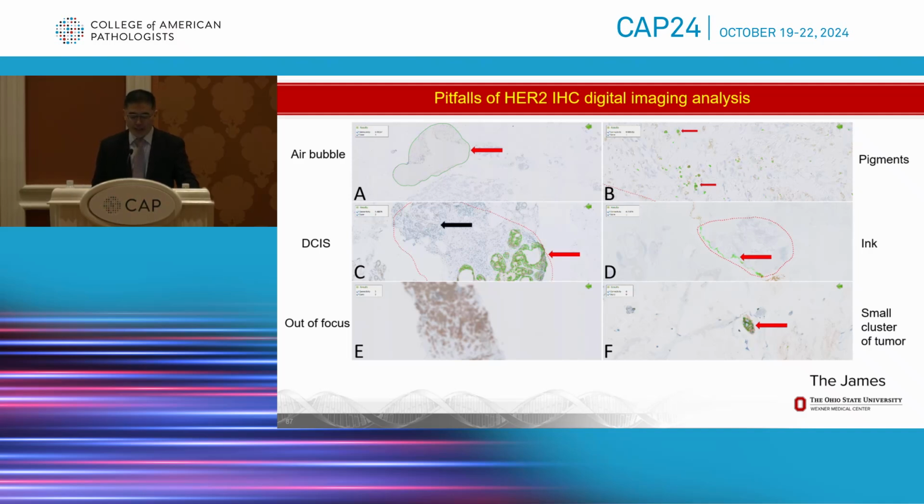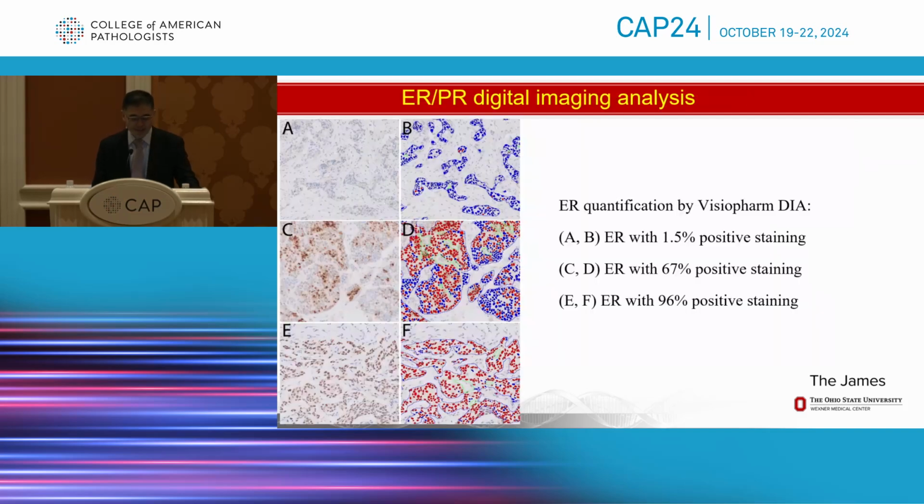And then we also found a case which had a very small cluster. This is from a neoadjuvant chemotherapy case. Just a very small cluster of tumor cells there. So the tumor detection algorithm did not recognize this as invasive carcinoma, so it classified this as negative, but it's a false negative. Actually, it's a real positive case. So just be aware that with the AI tool, you still need the pathologist review after analysis. Some of those challenges are summarized here.